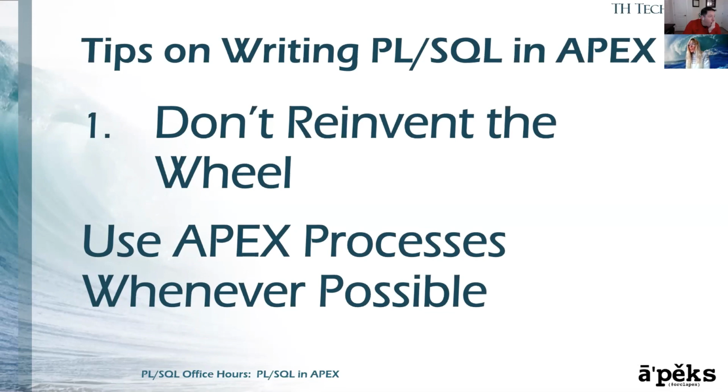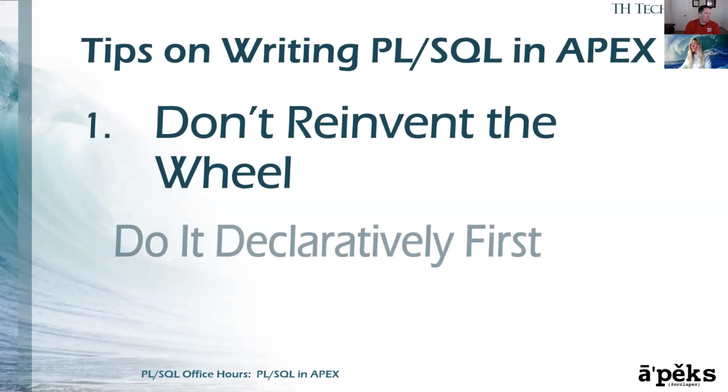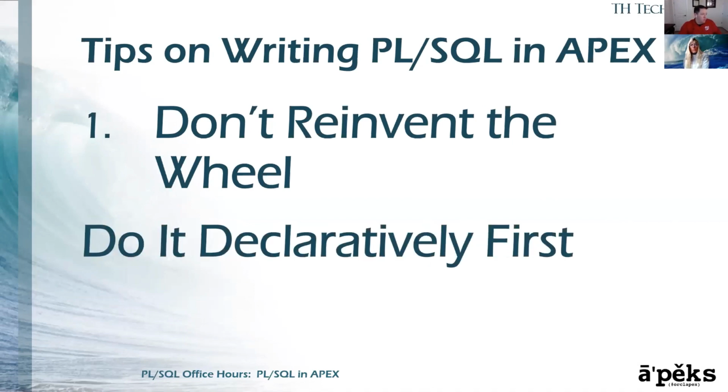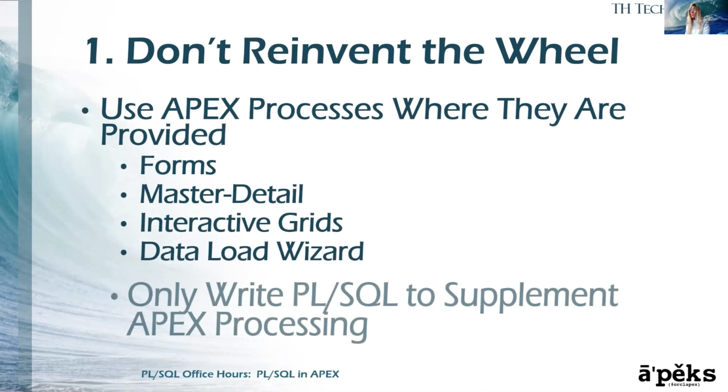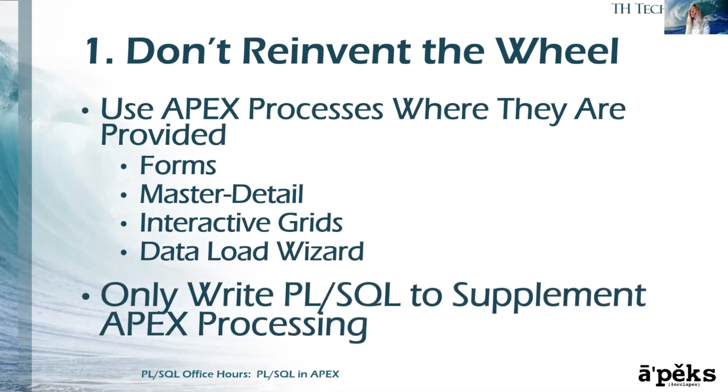Use the Apex processes because they are tailored to do and integrate with everything else that Apex does behind the scenes. So what does that translate to? Do it declaratively first. And then if what is generated declaratively is not enough for you, that's when you jump in and supplement what's done declaratively to do the rest of your business logic. Maybe you have auditing requirements. Maybe you have additional saves that have to happen.